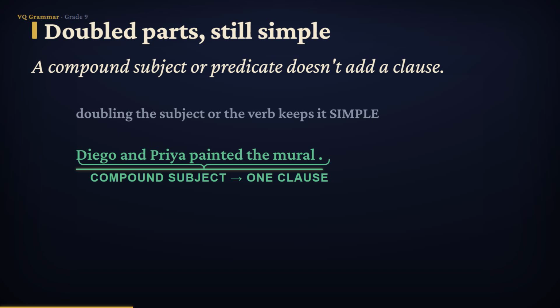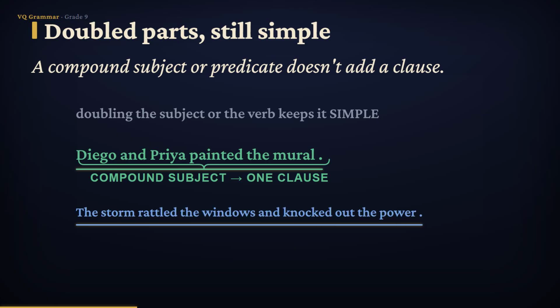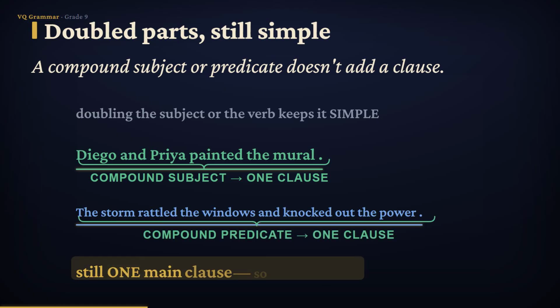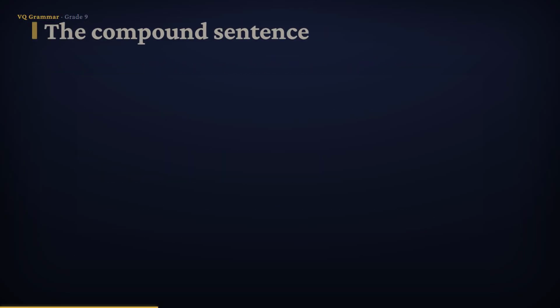Now the second. The storm rattled the windows and knocked out the power. One subject, the storm, but two verbs joined by and. That's a compound predicate. Still just one main clause, so it's still simple. Doubling the subject or the verb never creates a second sentence.